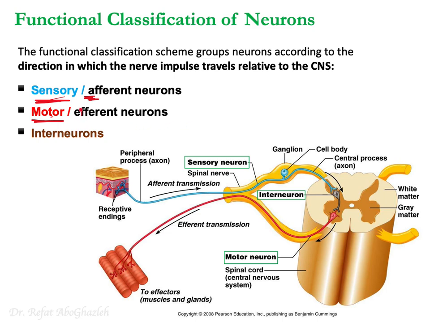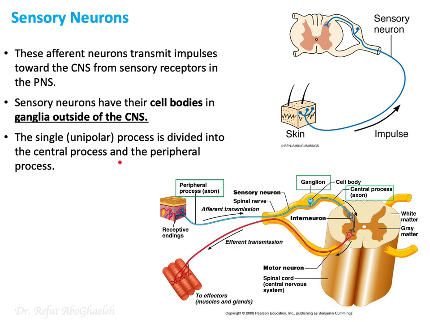We call it efferent because they exit the central nervous system. And in between, we have what we call the interneurons. So let us start with the sensory neurons. Again, the functional classification of neurons relatively depends on the direction in which the nerve impulses travel relative to the central nervous system, brain and spinal cord.